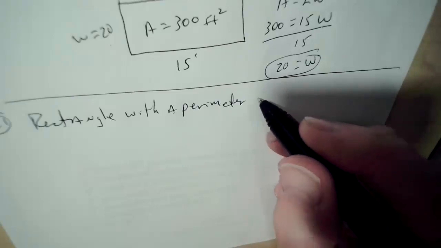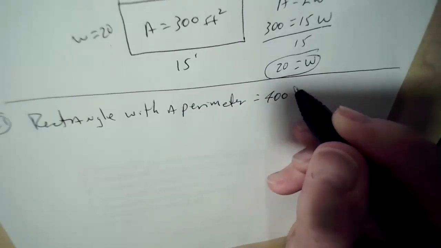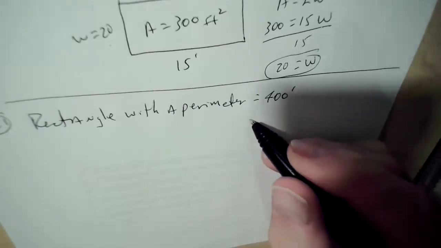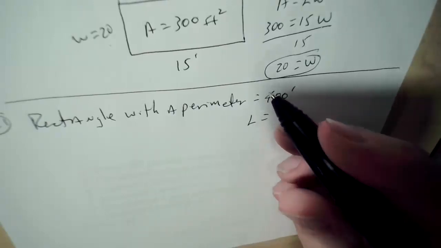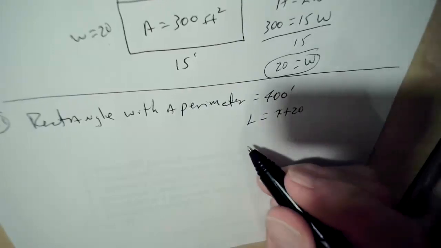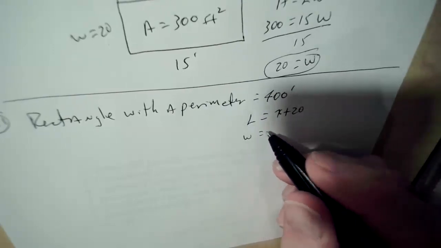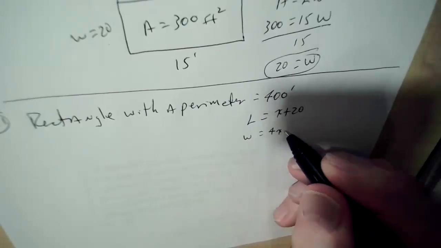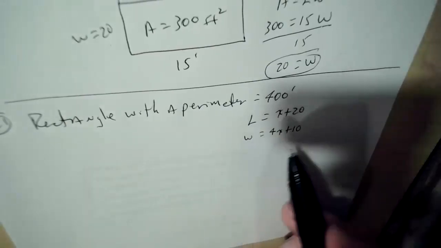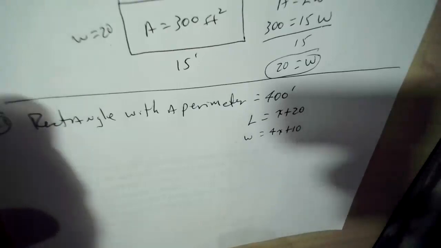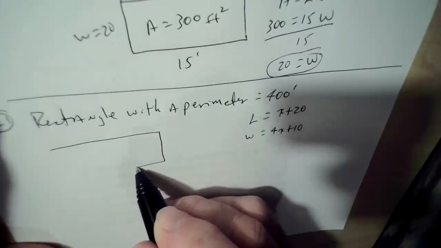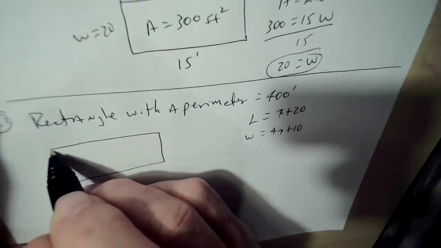Well, what in the world have I done here? Oh, here it is. Perimeter is 400 feet. The length is x plus 20. And the width is 4x plus 10. What are the dimensions of each side?